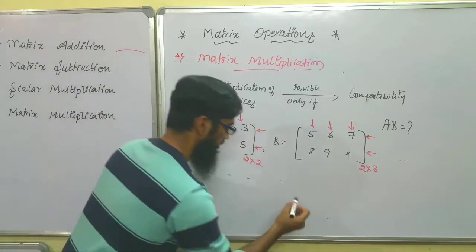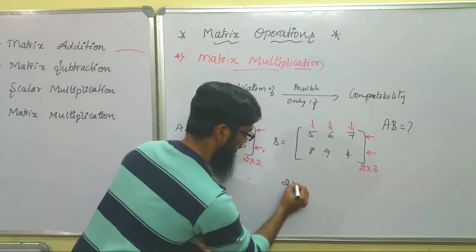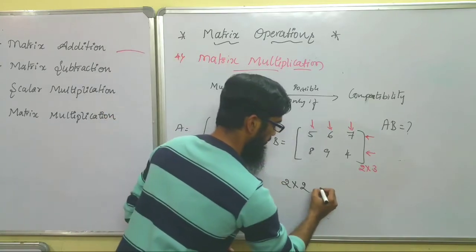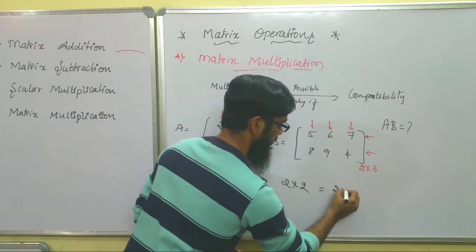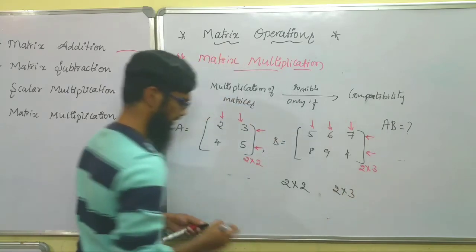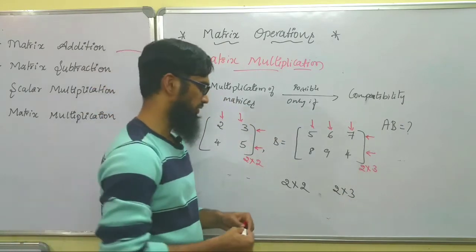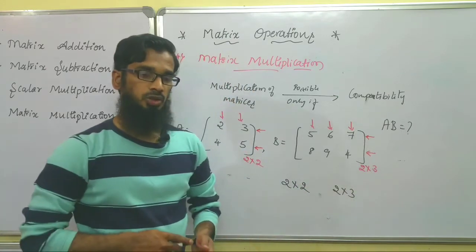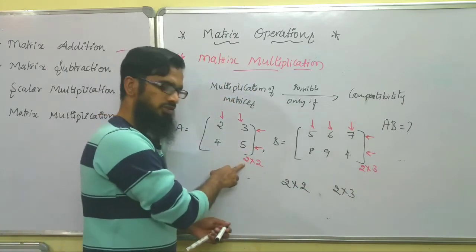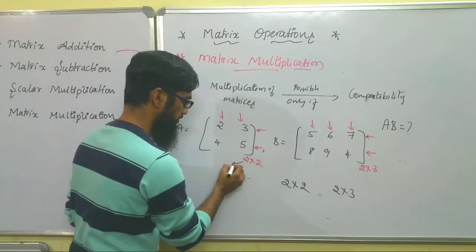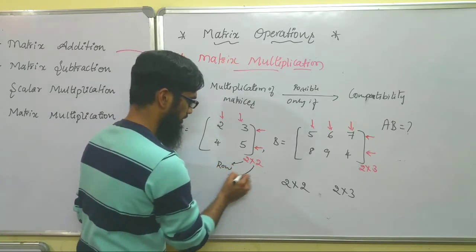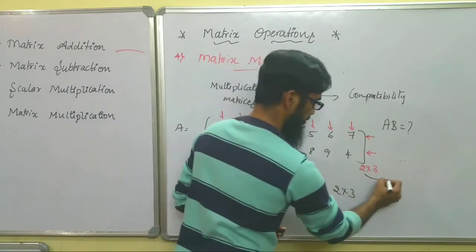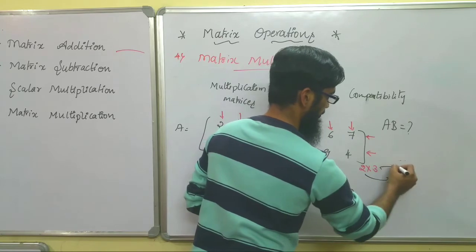Now I'll take the 2 cross 2, that is matrix 1. I have taken the order of the matrix A, and I'll go for matrix 2 here. This is the order of matrix A, so this is the order of the matrix B. The first number indicates it's a row, so we know that this is a row. The second number indicates it's a column, so similarly this is a row and this is a column.